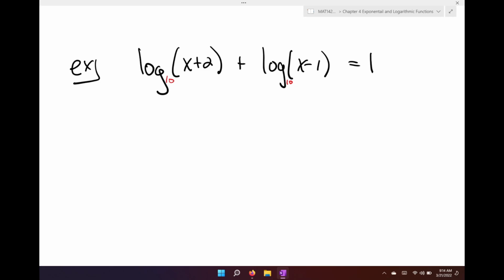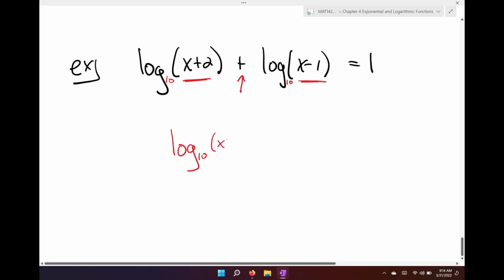Second, I see a plus sign here, and I have 2 different arguments. So I can condense these down into one log. I'll just keep it in red. Log base 10 of the quantity x plus 2 times the quantity x minus 1 has to equal 1.